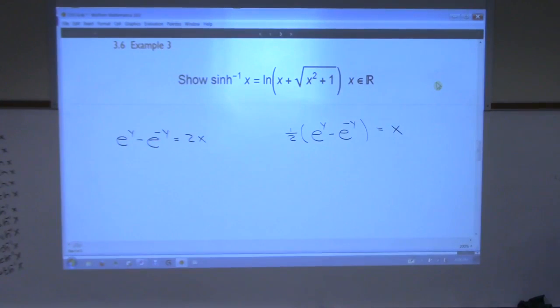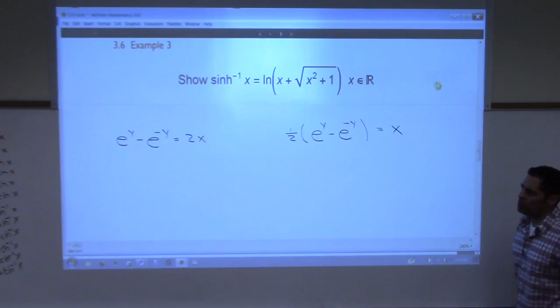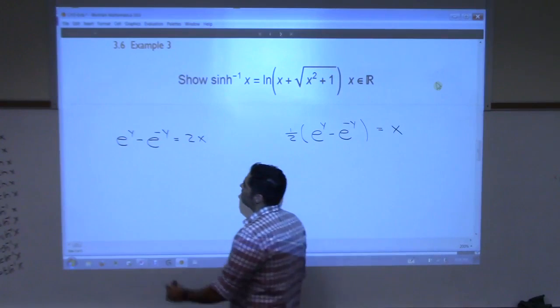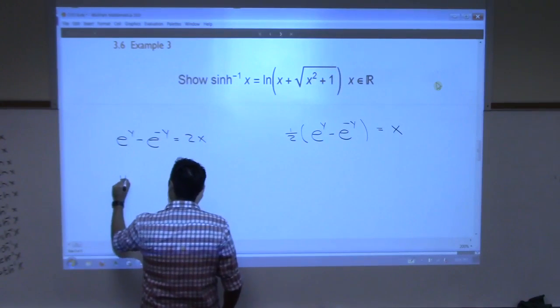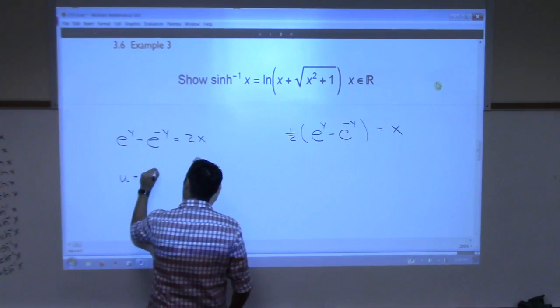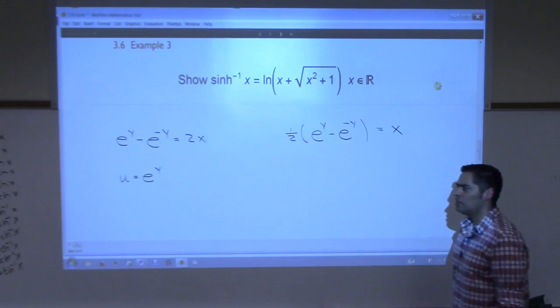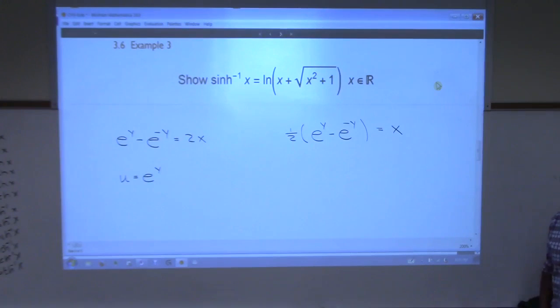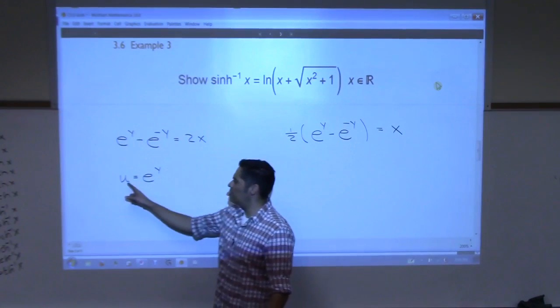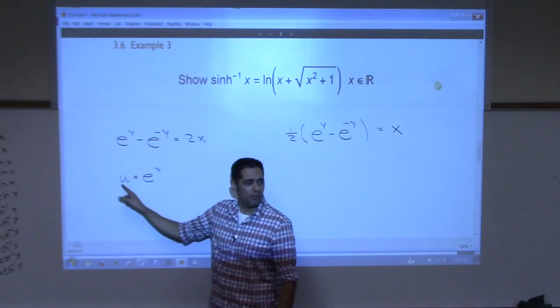Can we use substitution? Use substitution how? Tell me how. We can make u e to the y. You want to make u e to the y. All right, I have no problem with that because it will get you where I want you to go. But let me ask you now how I'm going to rewrite this then. How would it be rewritten? It would be u. Does everyone see that we're just going to replace every e to the y with u?